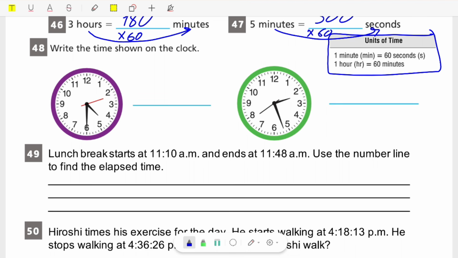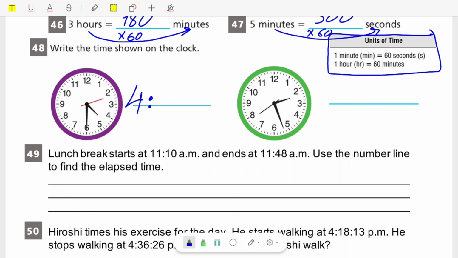Now, the next one, write the time shown on the clock. As you see here, we have 3 hands: the hour hand, the minute hand, and the second hand. The hour hand here is between 4 and 5, and we said before, if the hand is in between two numbers, we take the previous number. So we take 4 in the hour section, and then the minute hand goes to number 6.